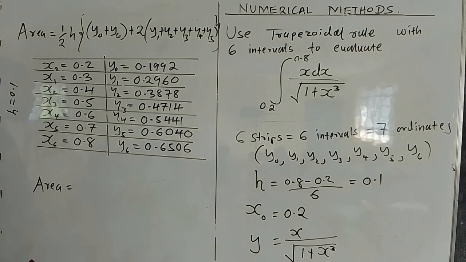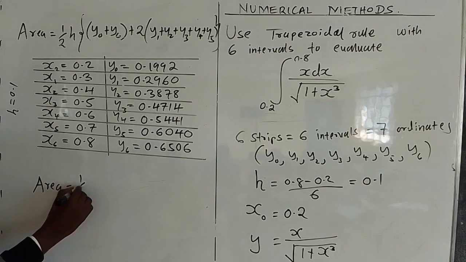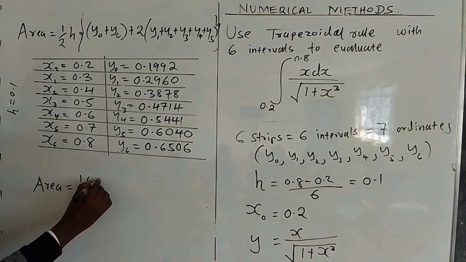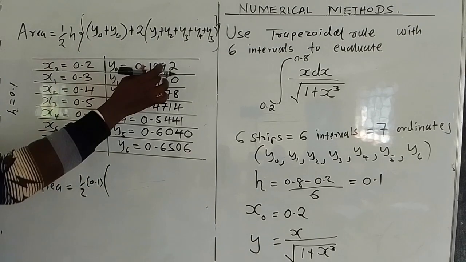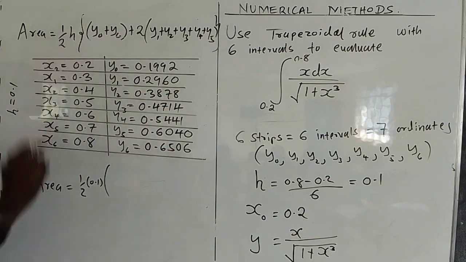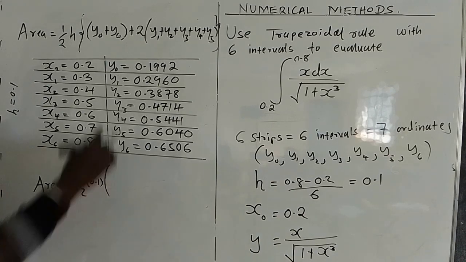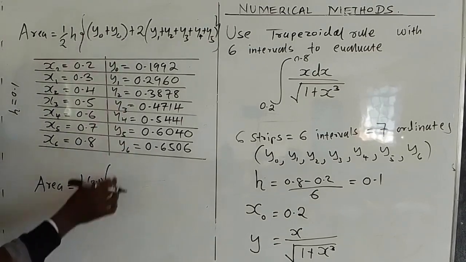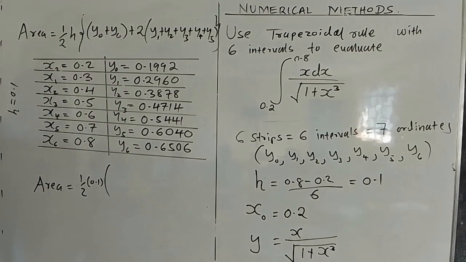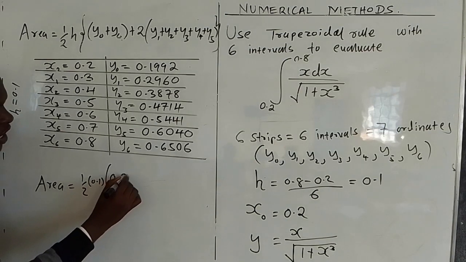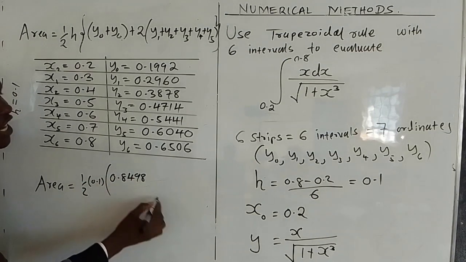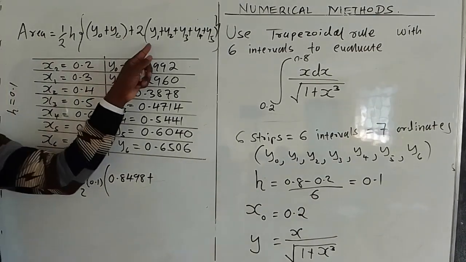Are you seeing that? Yes. So that you have a half h into y0 plus y6. What is y0 plus y6? You get this value. y0 plus y6. What is the value of this first bracket here? 0.8498.